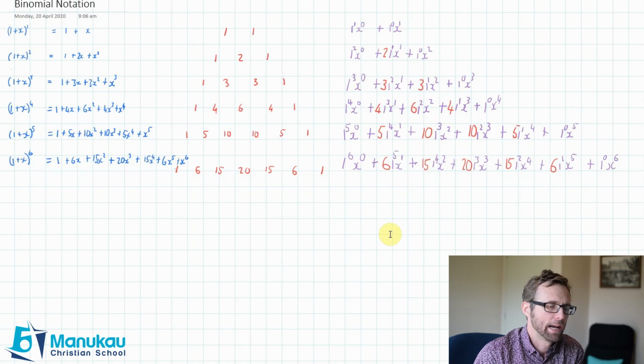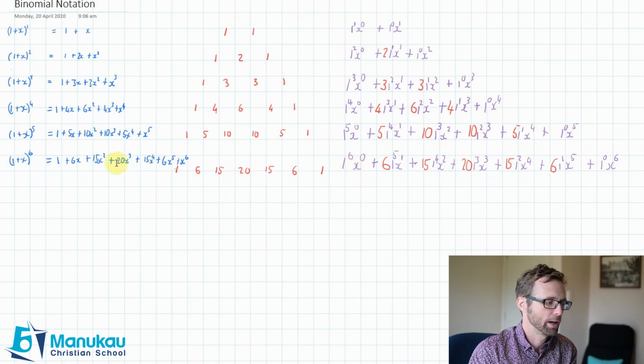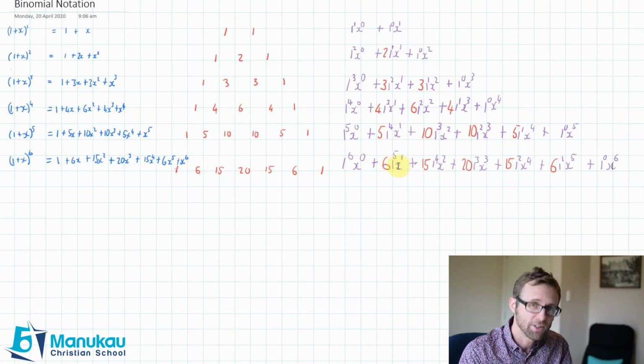Well, let's hope that you managed to have a go at that. Here's my answer. Let's have a look. The first term, we're to the power of 6, so 1 to the 6, x to the 0. Then the next one, we're going to use the 6 from our Pascal's triangle, 6 times 1 to the 5, as we drop down, and x raises from x to the 0 up to x to the 1.